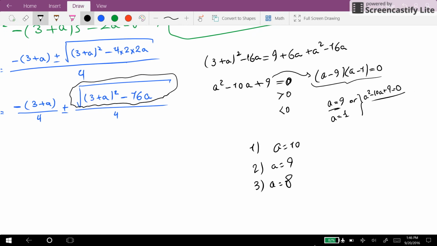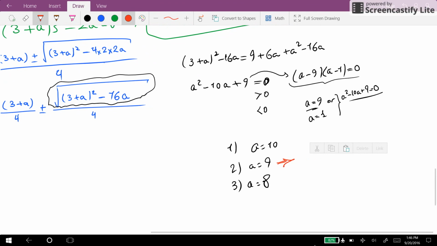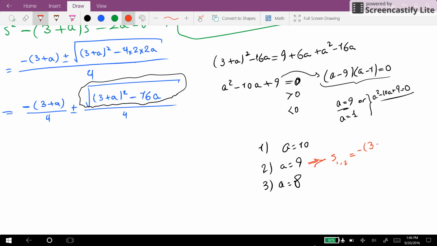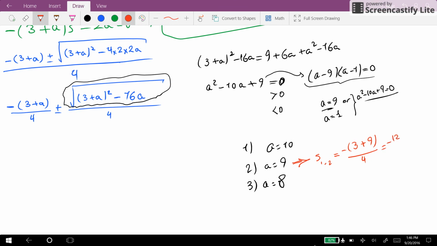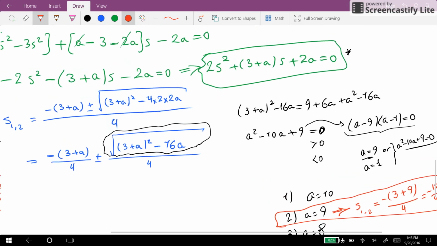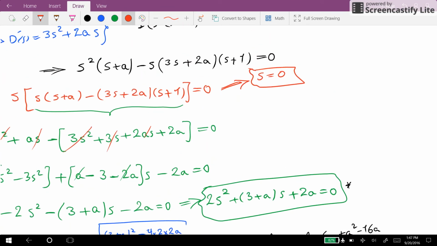And we can see that for the second case, a equal to 9, we have this term equal to 0. And as a result, S1,2 is equal to (-3 + a)/4, which is 9, over 4. So it's -12 over 4, or -3. So for the second case, s equal to -3 is a break-in or breakaway point. And we already have s equal to 0 as another break-in or breakaway point.